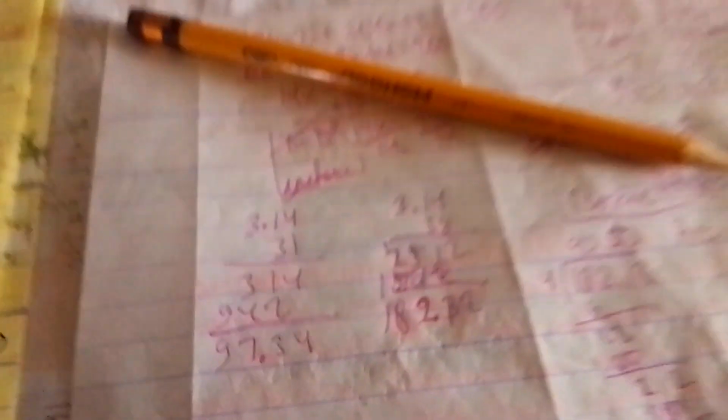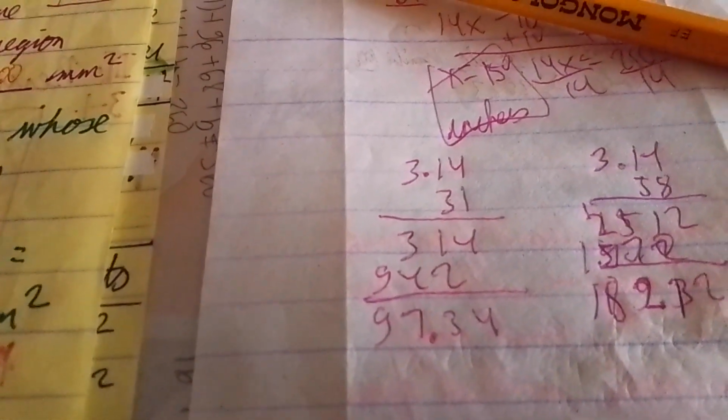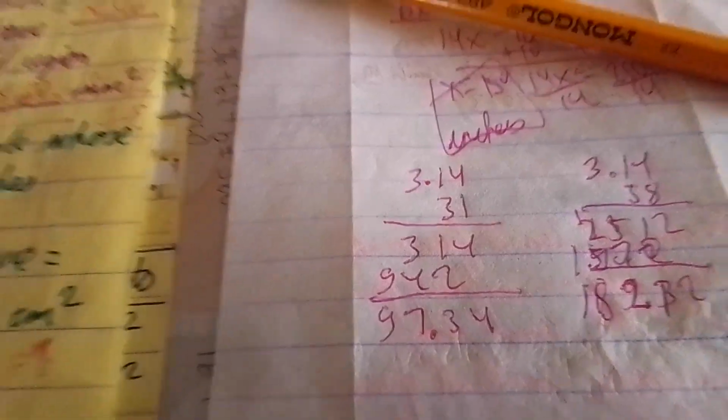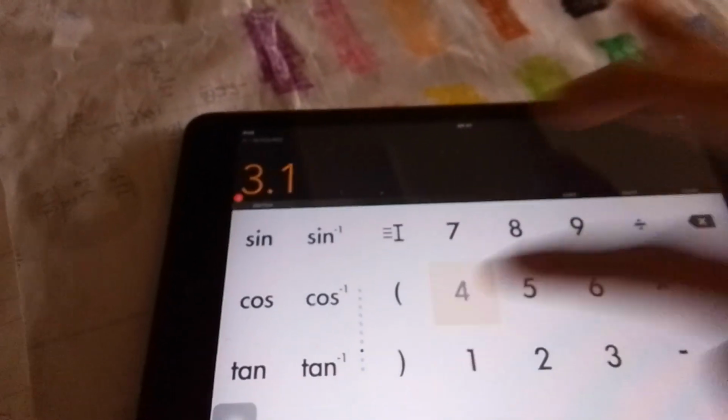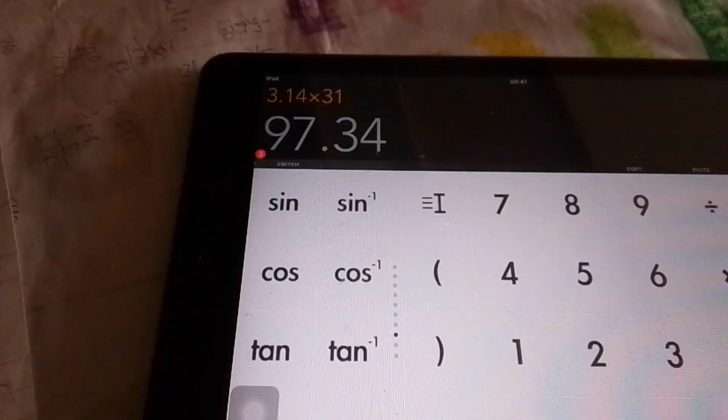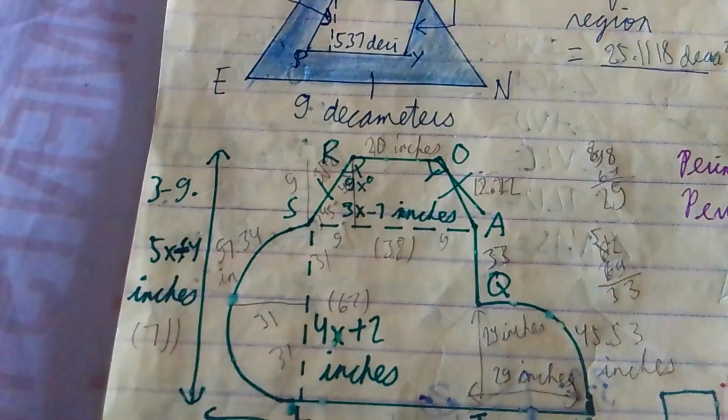Which gives you, let's look at the solution. I made the solution for you. Multiplying your 3.14 by 31, you should get 97.34. To double check with the calculator, yes, you should get 97.34. That should be the measure here.